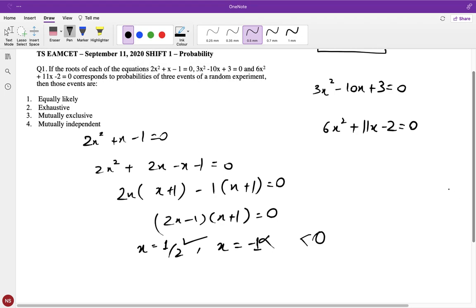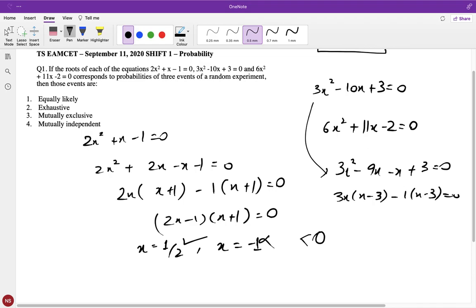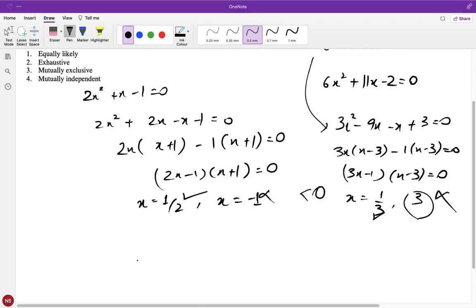Let us look at the second equation. 3x square minus 10x plus 3 is equal to 0. Now factorize it like this: 3x common, x minus 3, minus 1 common, x minus 3. You can already tell from the factors that one root is equal to 1 by 3 and the other is 3. Probability is not greater than 1, so this is rejected. So 1 by 3 is the probability of the second event.